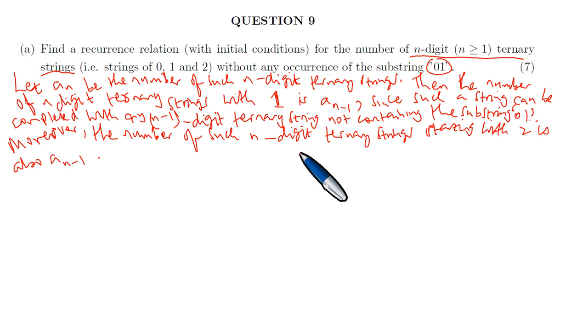Okay, there's also a statement here because we have those strings that begin with zero. How do we deal with strings that begin with zero? Because the ternary strings contain zeros, ones, and twos. Right, so those that begin with zero, let's give a statement that's a bit clearer here.